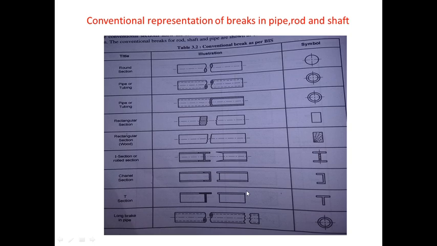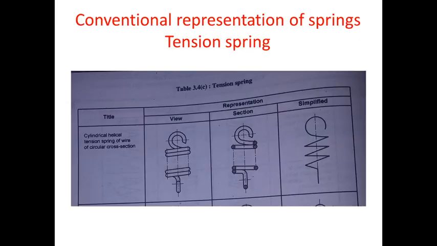So these are the various symbols used to represent the breaks of large diameter rods or pipes or shafts. For I section, this is the symbol used. Similarly, for C section, we use the C shape, and for T section also we use the T shape. So these are all the conventional representations of the tubes, pipes, rectangular sections, I section, T section, channel section, etc. Now we will see the next topic, conventional representation of springs.